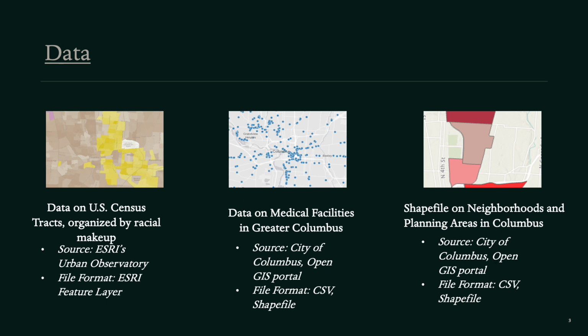I used three main data sets for this project. In order to find which areas of Columbus have the largest populations of Black people, I utilized a feature layer of census tracts organized by the population of each race in each tract. Using Columbus's OpenGIS data portal, I found a shapefile and a CSV file on medical facilities in the Columbus area, and I used the same source to find a shapefile on Columbus's neighborhood and planning area boundaries.